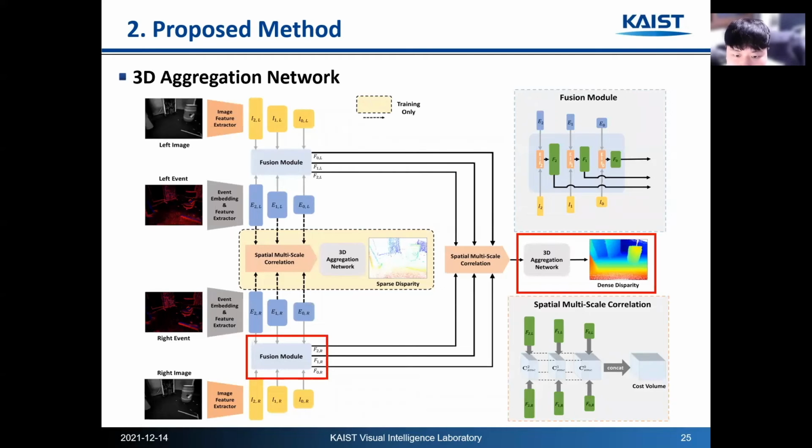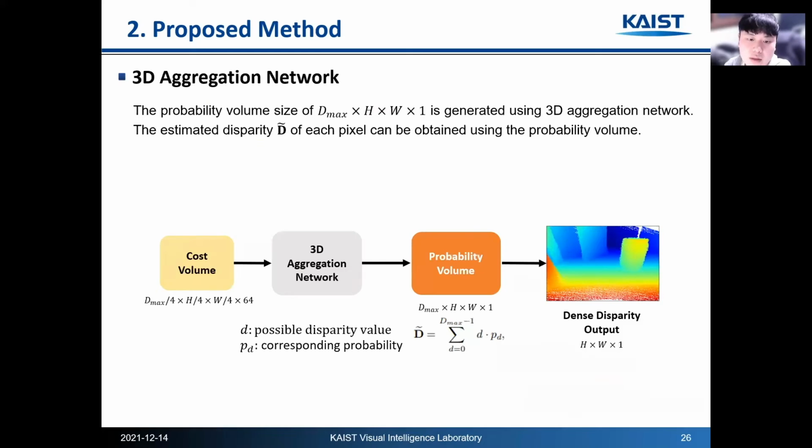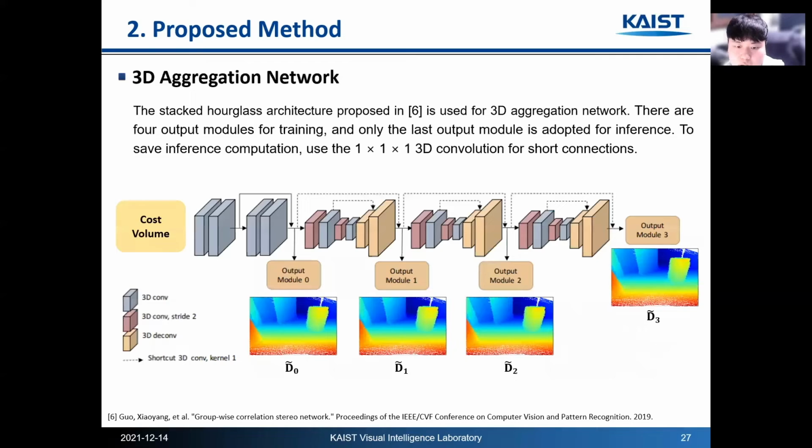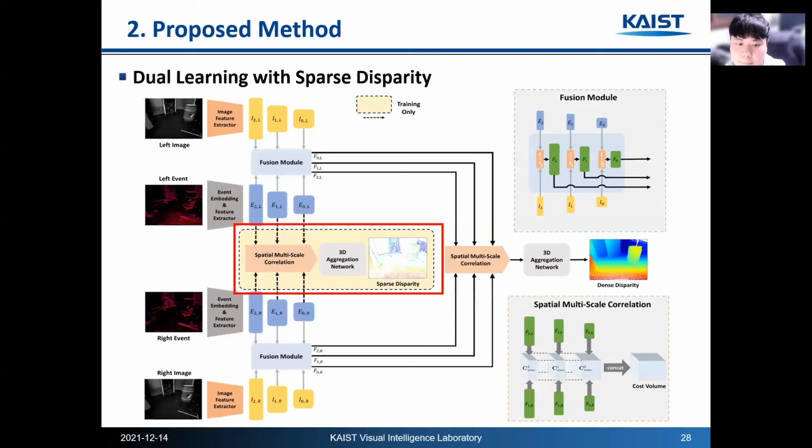Next, I will explain the 3D aggregation network that extracts the disparity map. The generated cost volume must be converted into a probability volume with a probability for each disparity per pixel in order to extract disparity. When the aggregation network is trained, the intermediate network will estimate the disparity, generating four outputs. When testing, only the last output, model 3, is used for inference.